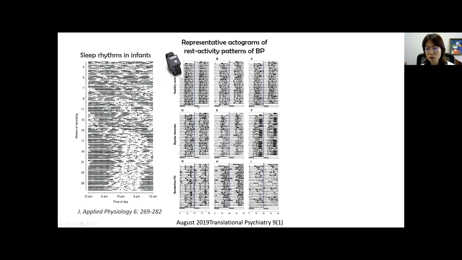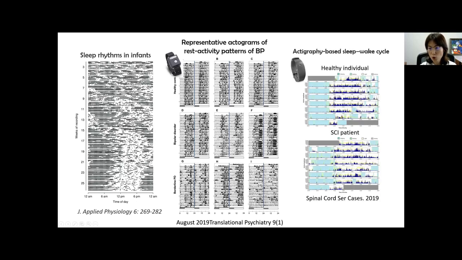When you're sleeping, there's no activity, and during the day, you record the activity. A normal individual has a pretty regular circadian rhythm of activity, but in bipolar or borderline personality disorder, they have much more irregular activity in their recording.